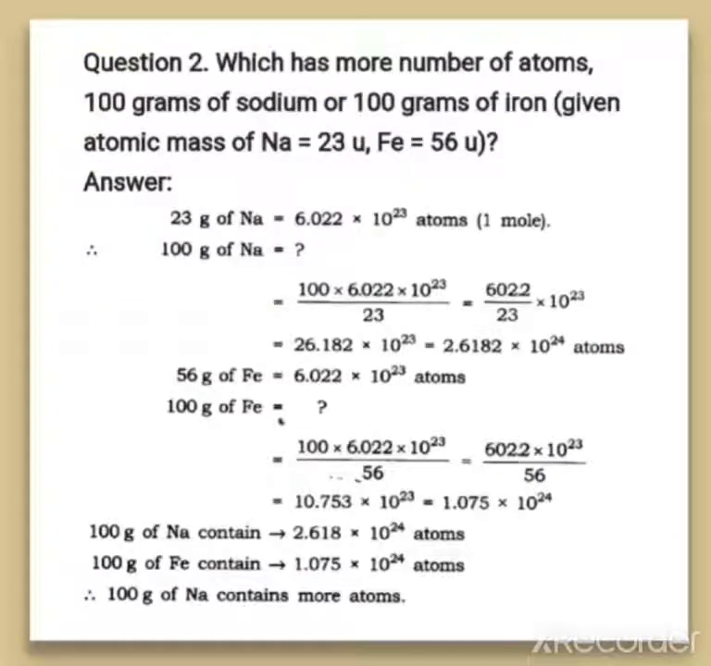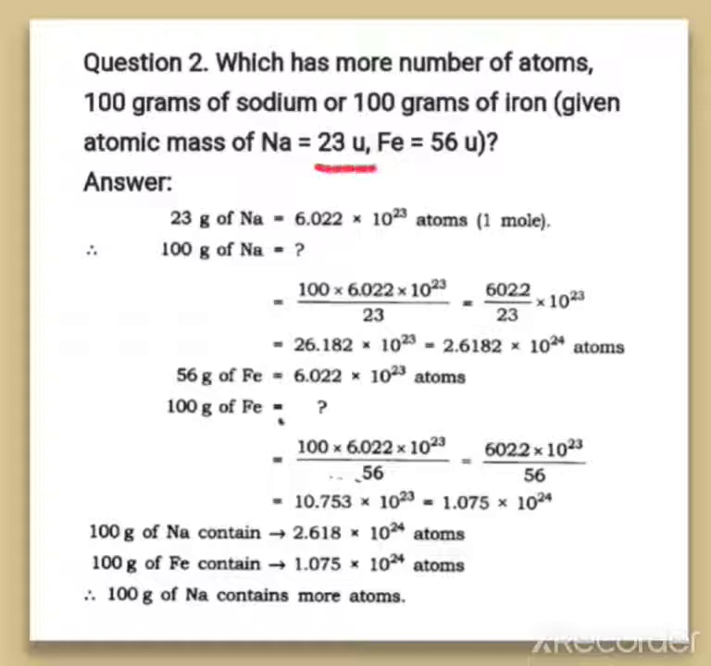Next problem. Which has more number of atoms, 100 grams of sodium or 100 gram of iron? Atomic mass is given here. So it is to be answered which has more number of atoms. We need to find out the number of atoms, that means the number of particles, in 100 gram of sodium and 100 gram of iron.